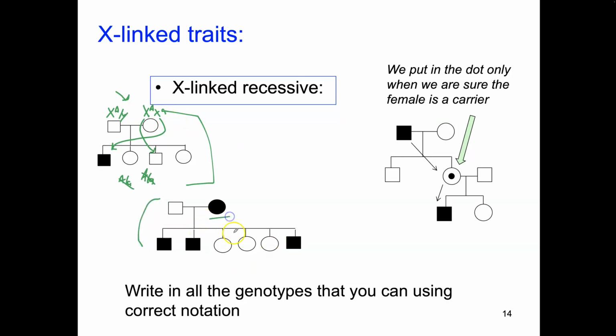Here's a female who's affected. Notice this isn't skipping a generation. All her sons have it, but none of her daughters have it. And so that's a common one for X-linked recessive.